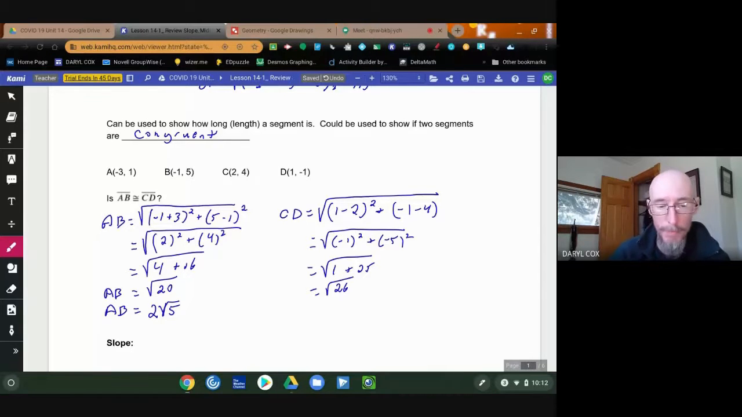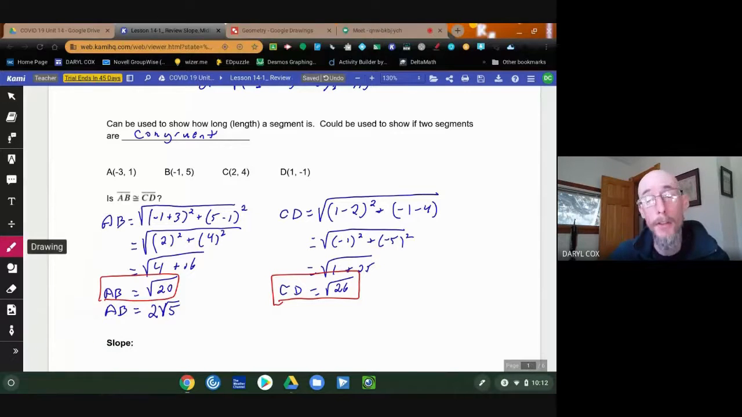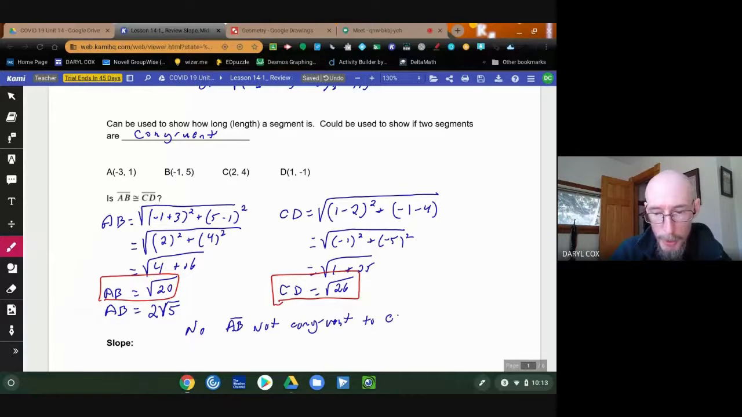At this moment, I know just by comparing, let's see, AB is square root of 20, CD is square root of 26. Let me write a CD in there so I know what I'm looking at. I now know that no, these are not congruent. So I'll answer my question. Always go back and answer the question that's being asked. Don't just leave it sitting like that. So I can say no, AB is not congruent to CD. And I've got the work to back it up, okay?